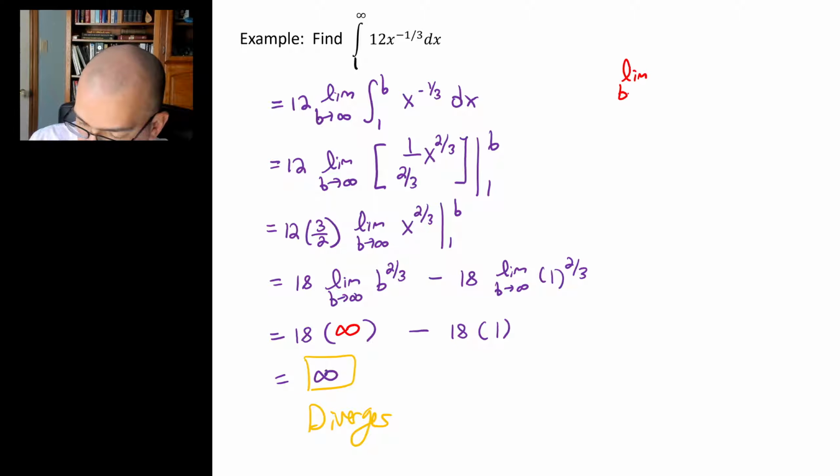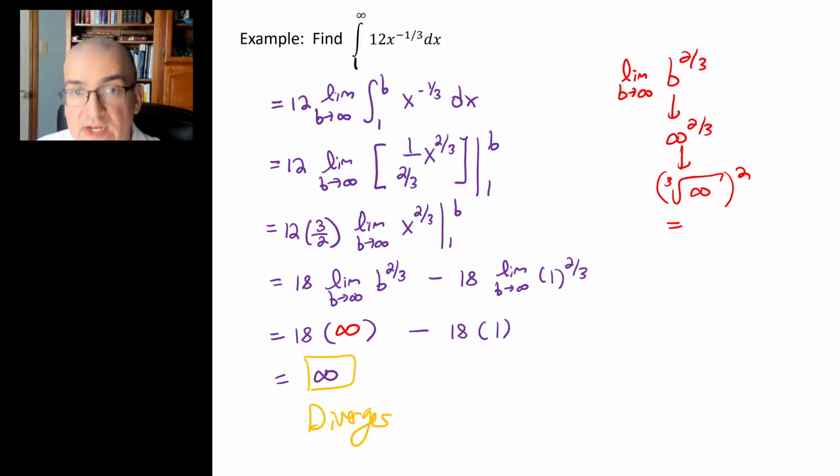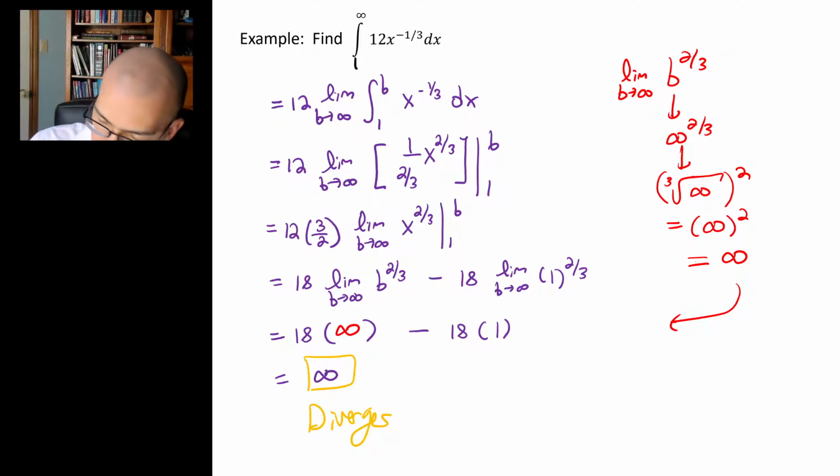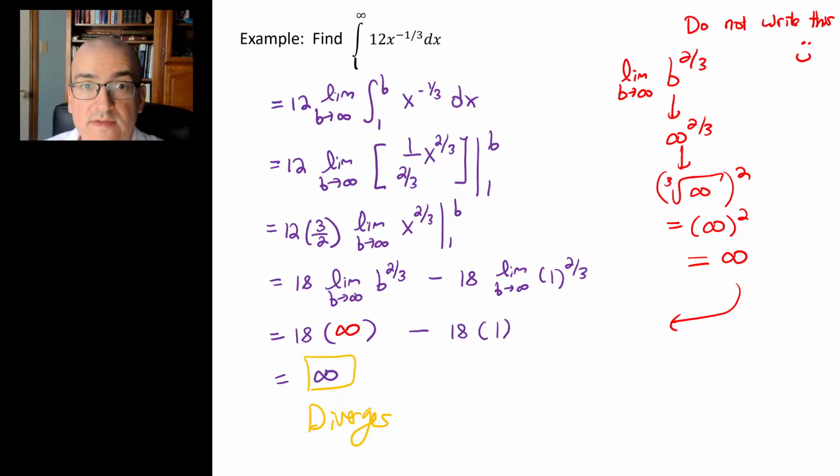So the limit as b approaches infinity of b to the power of 2/3 turns into infinity to the power of 2/3, which is the cube root of infinity all squared. What number do you multiply by itself 3 times to give you infinity? Well, the answer is infinity. What's infinity squared? Infinity. That's why. But don't write this. It's not proper mathematics.